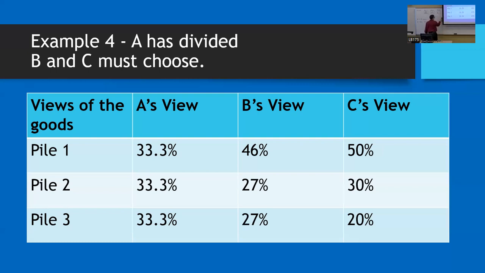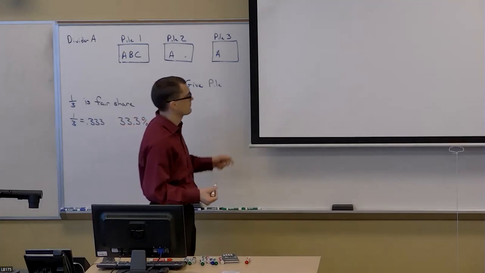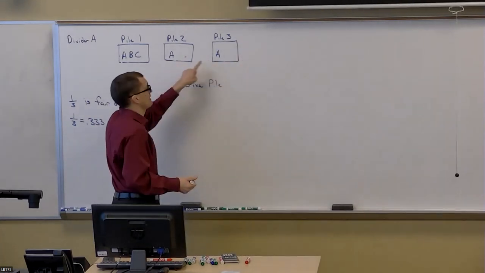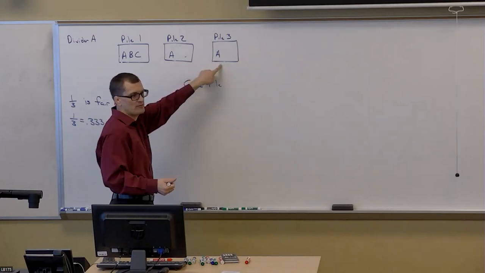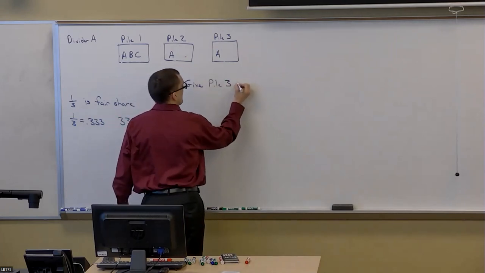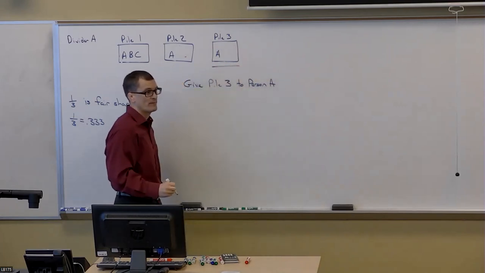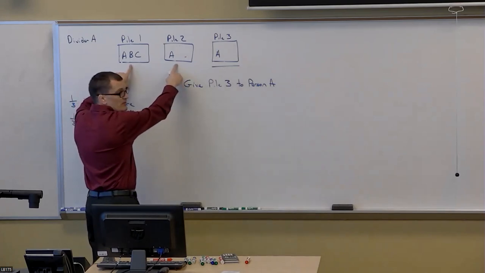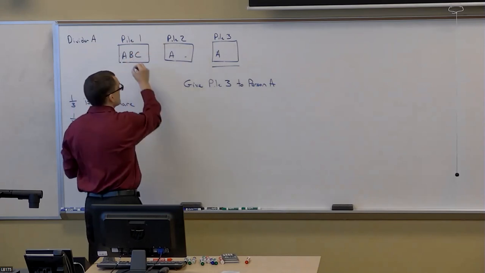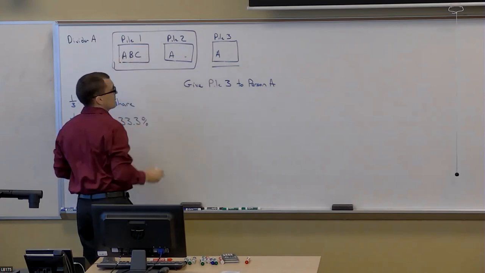In this case, what would happen is we give one of these piles to person A. Let's do pile three just for the sake of argument. So we're going to give pile three to person A. Okay, A gets pile three. And then what are B and C going to do? Well, they're going to recombine those two piles that remain. That's why I want to give pile three so I can circle that.